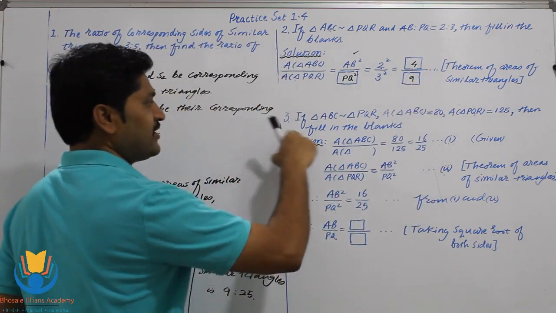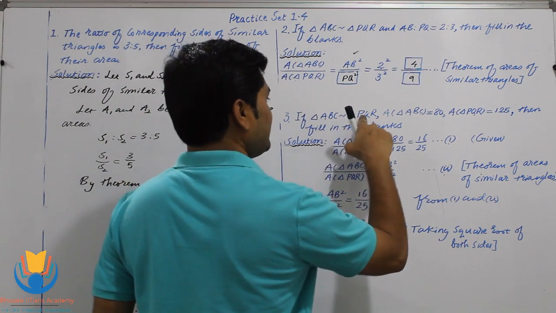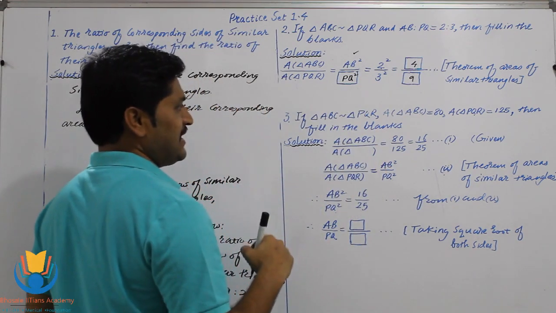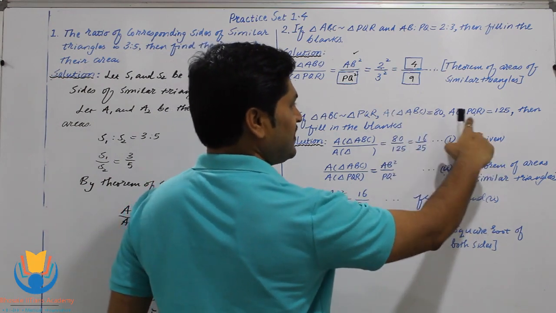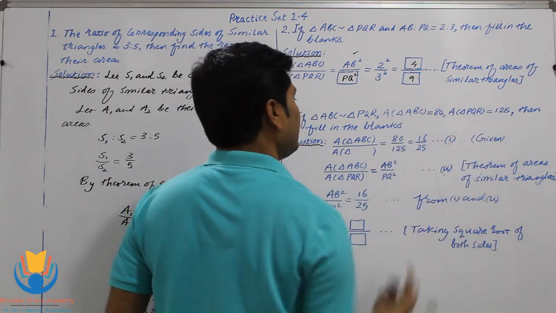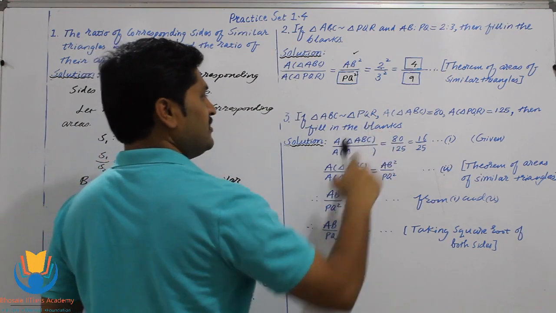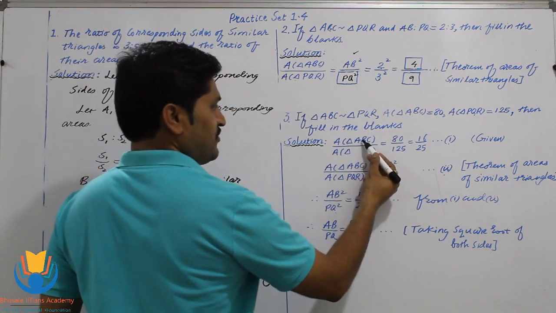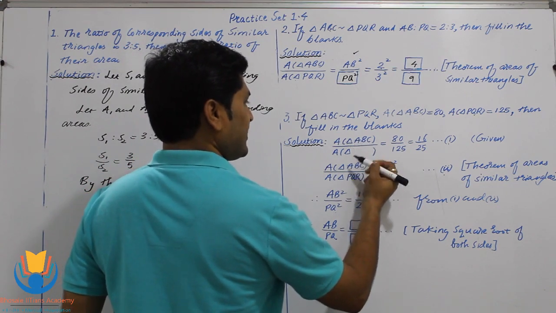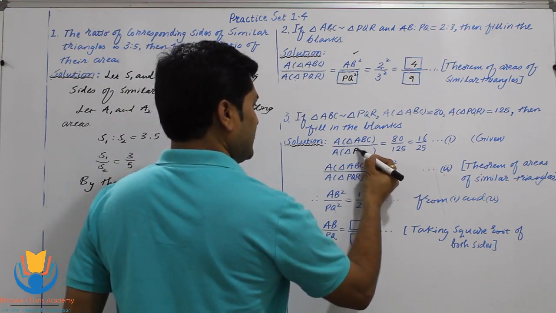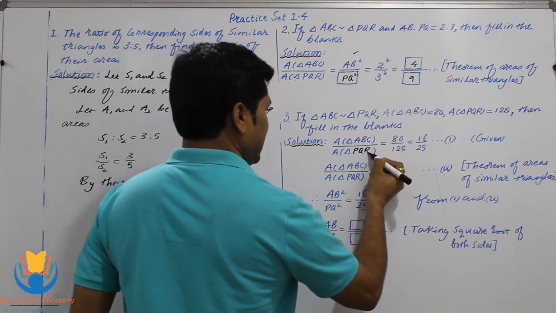So similarly we will continue question 3. Again here triangle ABC and triangle PQR are similar. The area of triangle ABC is 80, area of triangle PQR is 125. So for that we have to fill in the blanks. So first we will take the ratio of areas of those two triangles. So here area of triangle ABC upon area of triangle PQR.